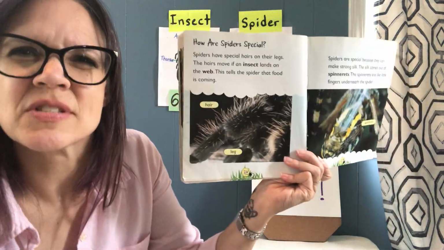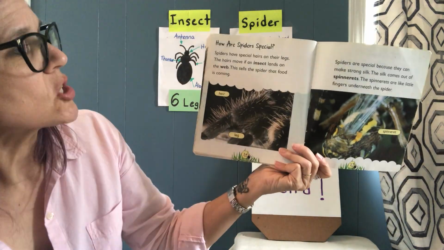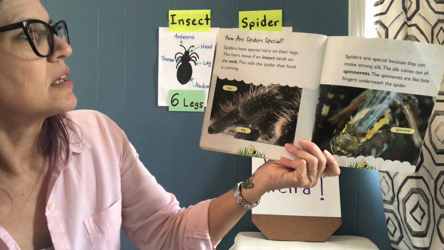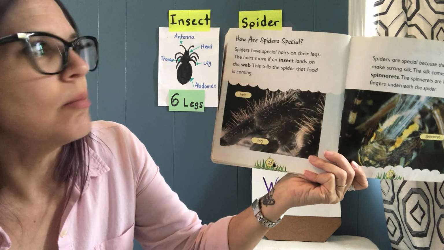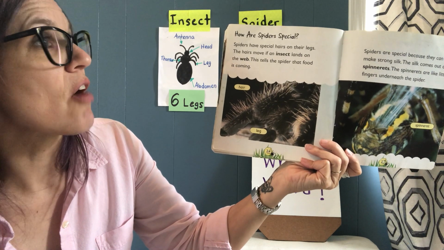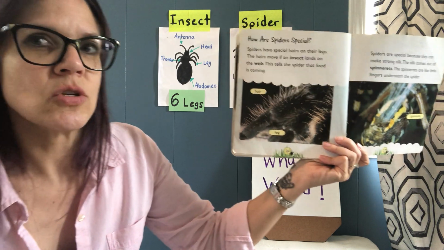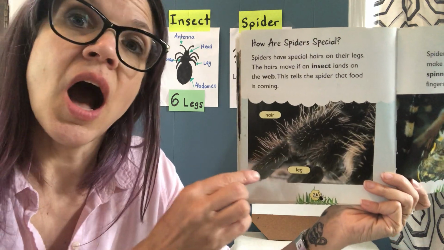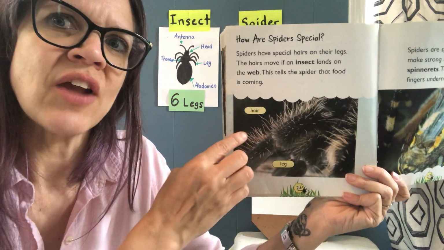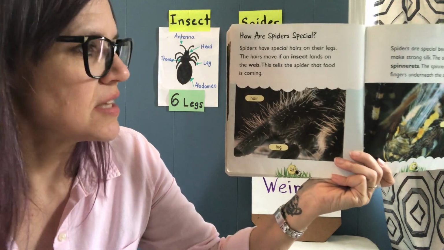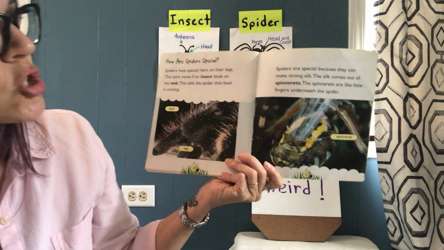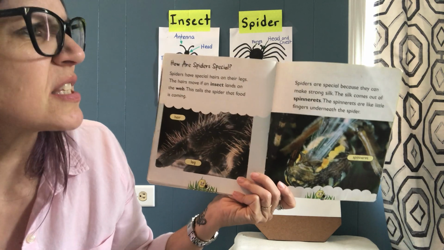How are spiders special? Spiders have special hairs on their legs. The hairs move if an insect lands on their web. This tells a spider that food is coming. So think about that. An insect lands on a web, but their little hairs go, woo, and they know there's an insect there.